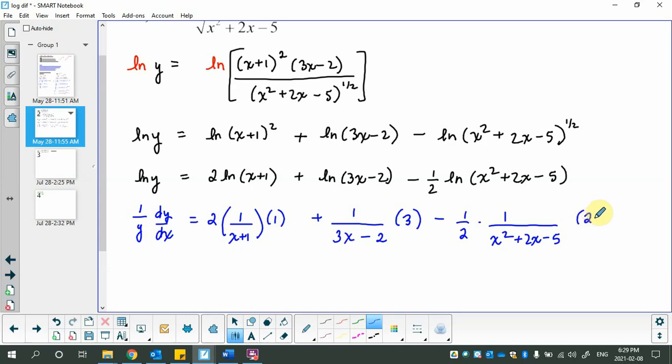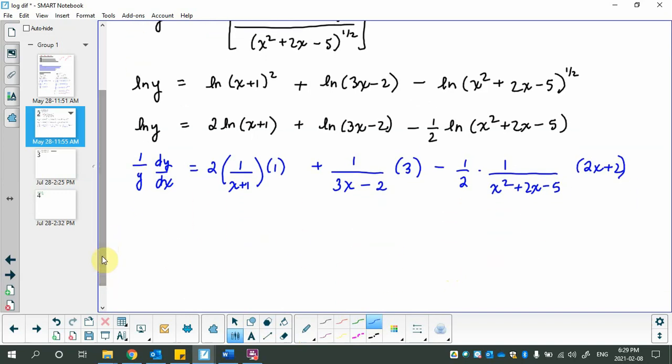Times by the derivative of that, the operator. Don't make a mistake. It throws everything off and makes it difficult for me to mark. And it's all about me. So now I'm going to clean this up.